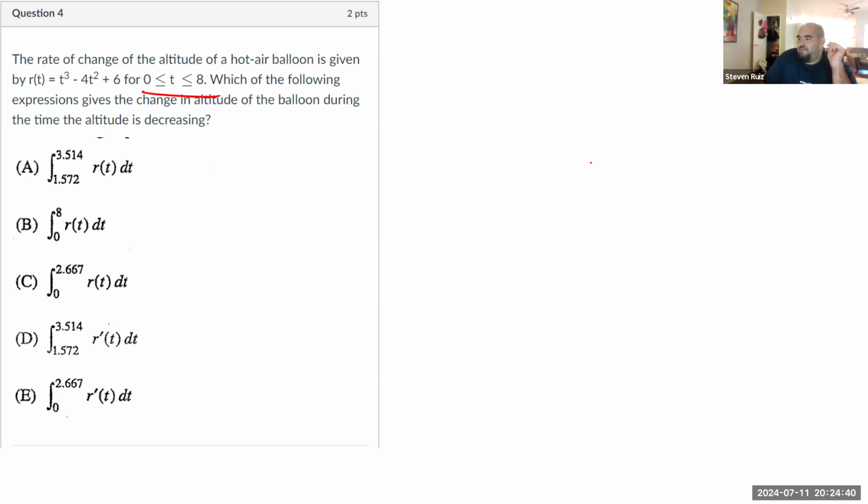So where will that happen? The altitude will be decreasing where this rate of change of the altitude is negative. So can we find where that is? So R of t equals t cubed minus 4t squared plus 6. So this is a rate of change. We don't have units, but we don't really need them.